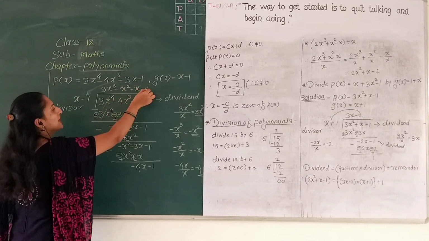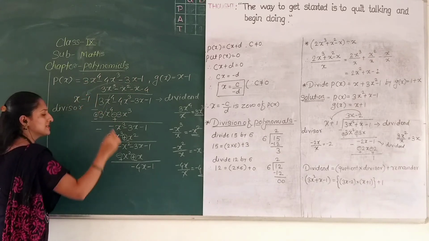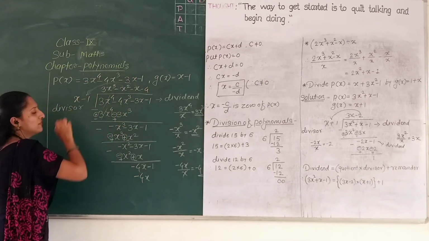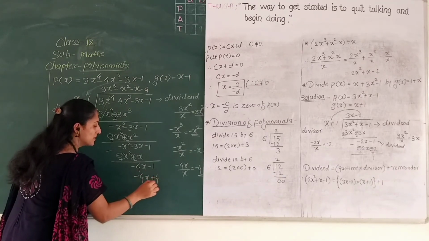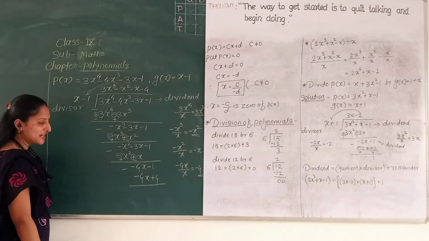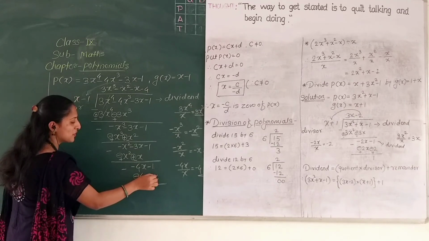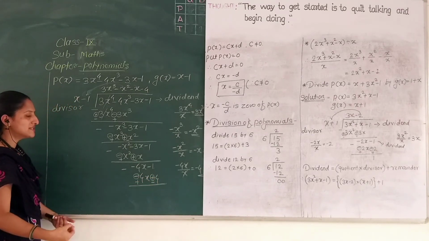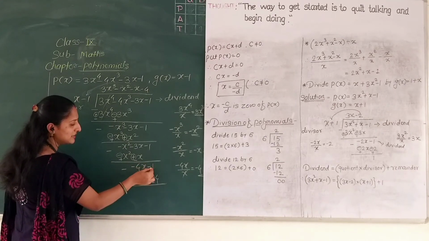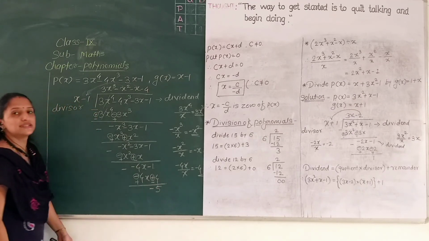Now multiply this negative 4 with x minus 1. Negative 4 into x is negative 4x, and negative 4 into negative 1 is plus 4. So take subtraction. After subtraction, the signs change: positive becomes negative, negative becomes positive. So negative 4x plus 4x will cancel, and negative 1 minus 4 is negative 5. So our answer is negative 5.